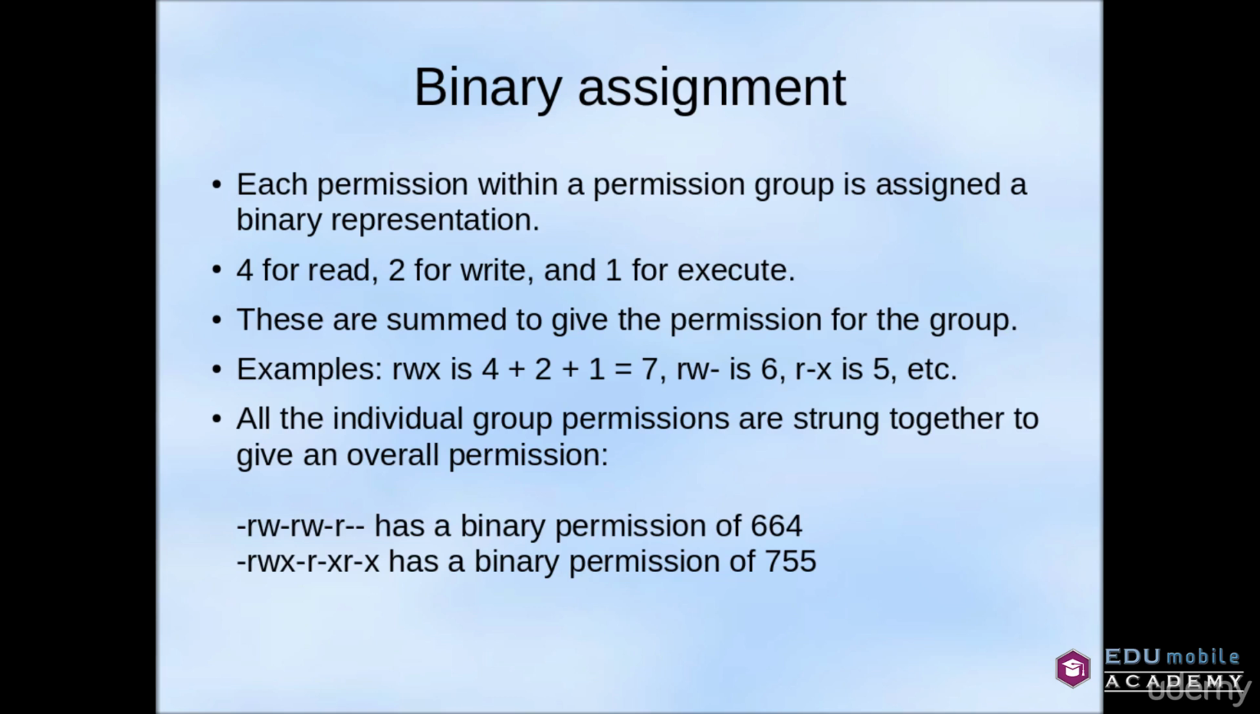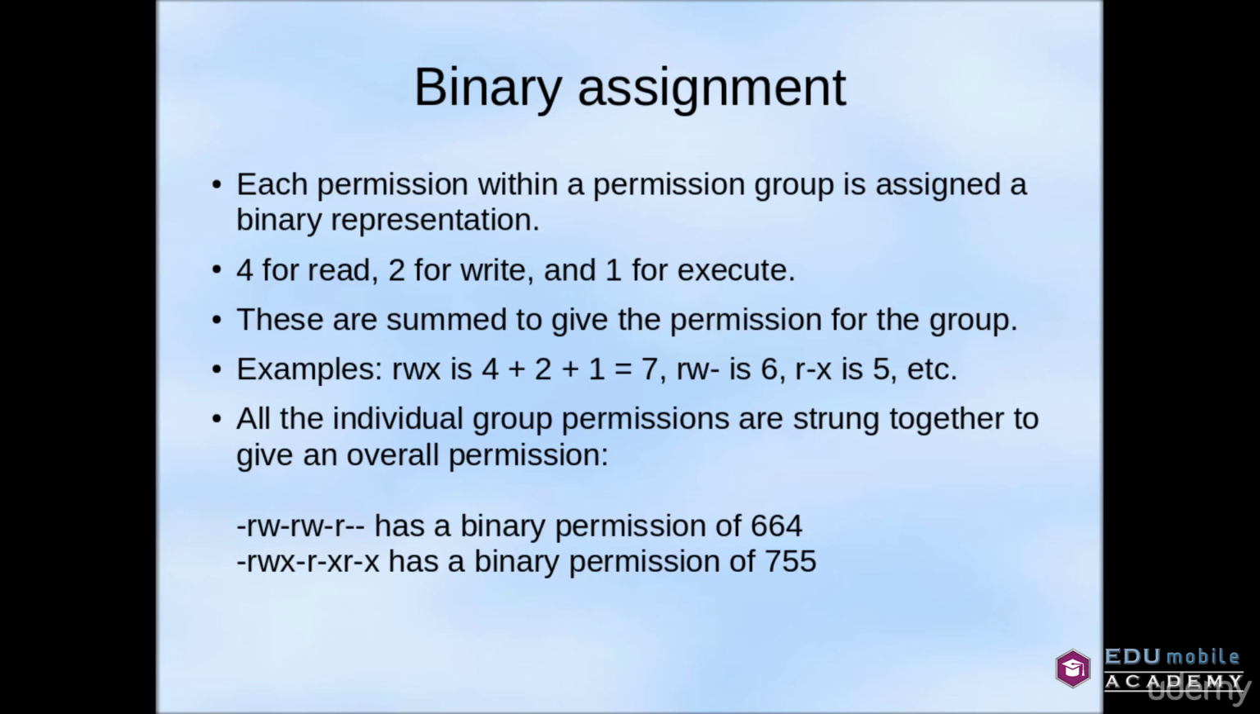So there are 3-bit groups for read, write, and execute. The execute takes the ones place. So the execute bit is 1, the write bit is 2, and the read bit is 4. So going from the right to the left, the first bit is for execute, the second bit is for write, and the third bit is for read. So what that means is, if we only have read, it's 4. If we only have write, it's 2. And if we only have execute, it's 1.